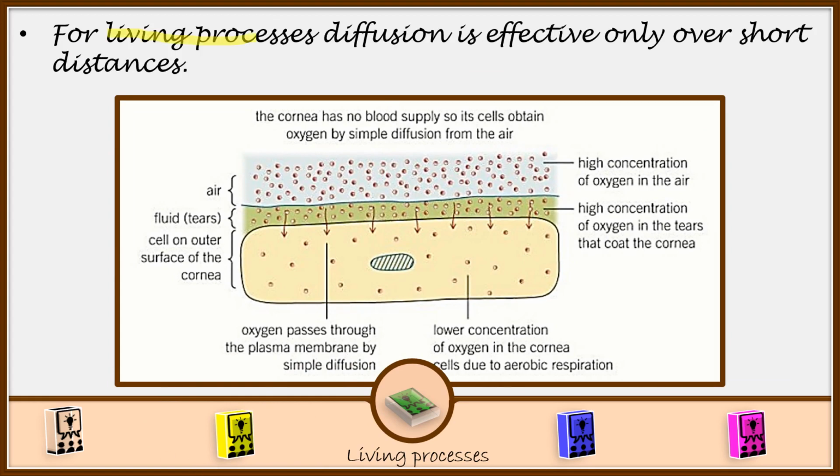For living processes, diffusion is effective only over a short distance. So in living processes, diffusion is effective for a shorter distance. If diffusion is taking place over a shorter distance, then it is effective. But if diffusion is to go a longer distance, then diffusion itself may not be effective.